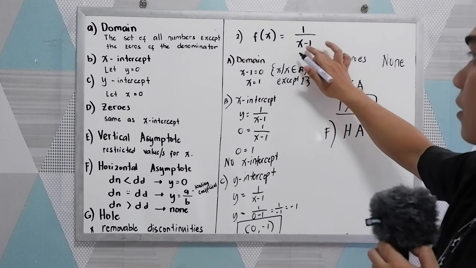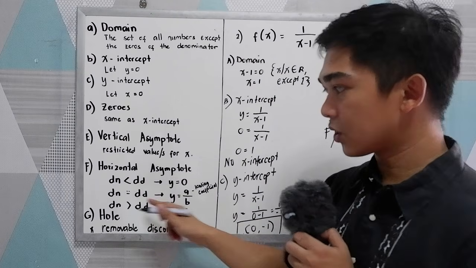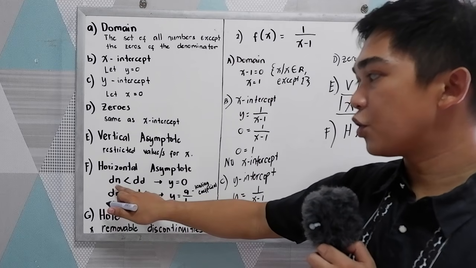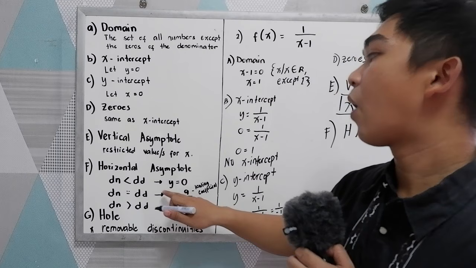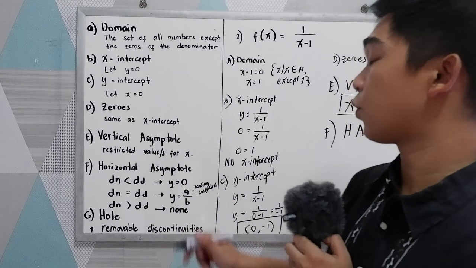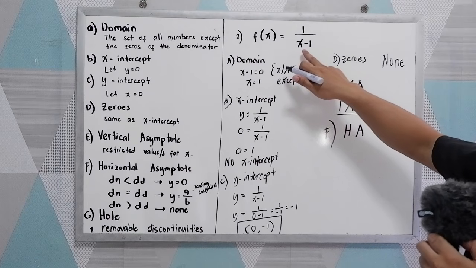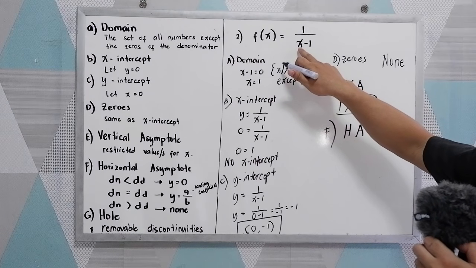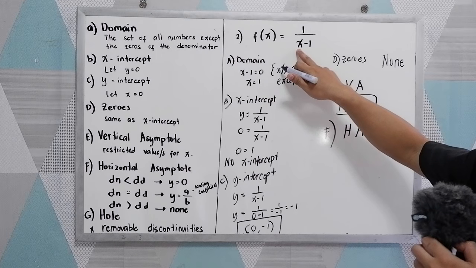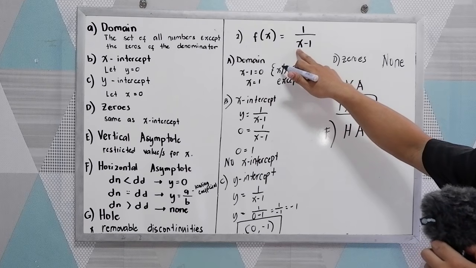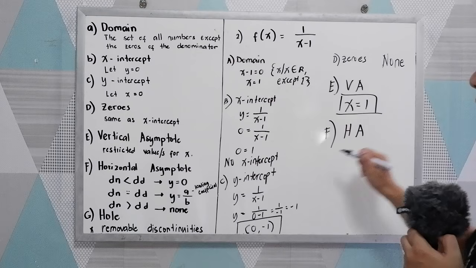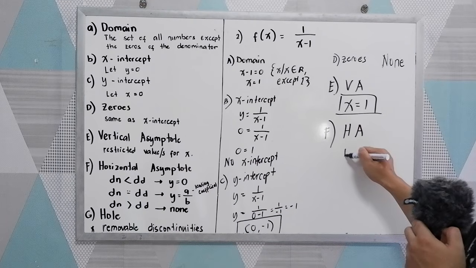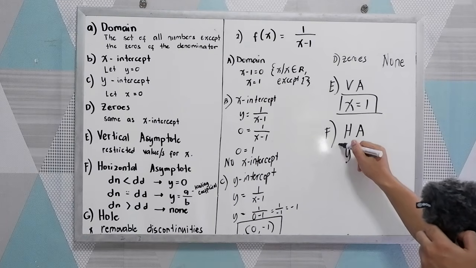1 over x minus 1. So, study our condition: if the degree of the numerator is less than the degree of the denominator, our horizontal asymptote is y equal to 0. We have here a degree of 1 in our denominator. That means the degree of the denominator is greater than the degree of the numerator. So, we have our first condition, y is equal to 0.